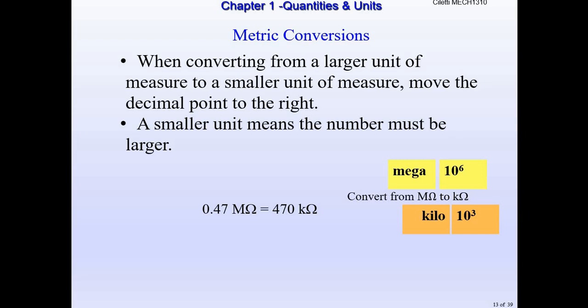470 kiloohms. So we're going mega, which is bigger than kilo. Alright, and they're 3 apart. So since we're going bigger to smaller, we move the decimal to the right 3 places. Bigger to smaller, move the decimal to the right 3 places.